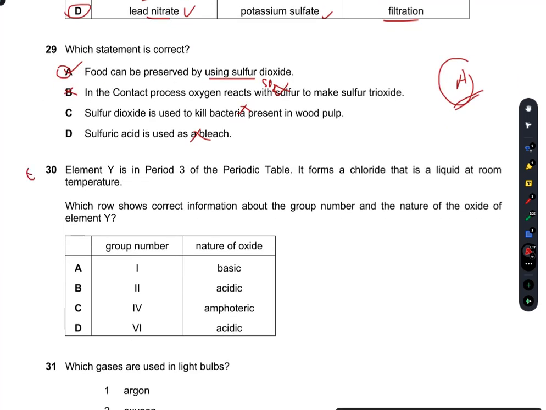Question number 30. Element Y is in period 3 of the periodic table. It forms a chloride that is liquid at room temperature. Which row shows correct information about the group number and the nature of the oxide of element Y? First of all, it would not be from group 1 or group 2 because NaCl and MgCl2 are both solid. So they are incorrect. It would not be from the transition elements as well, so we can remove those also. Now it is a liquid at room temperature.